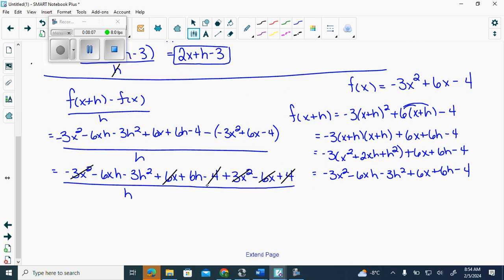All right, so we take an h out. And we're left with negative 6x minus 3h plus 6 all over h. And so you're left with negative 6x minus 3h plus 6.